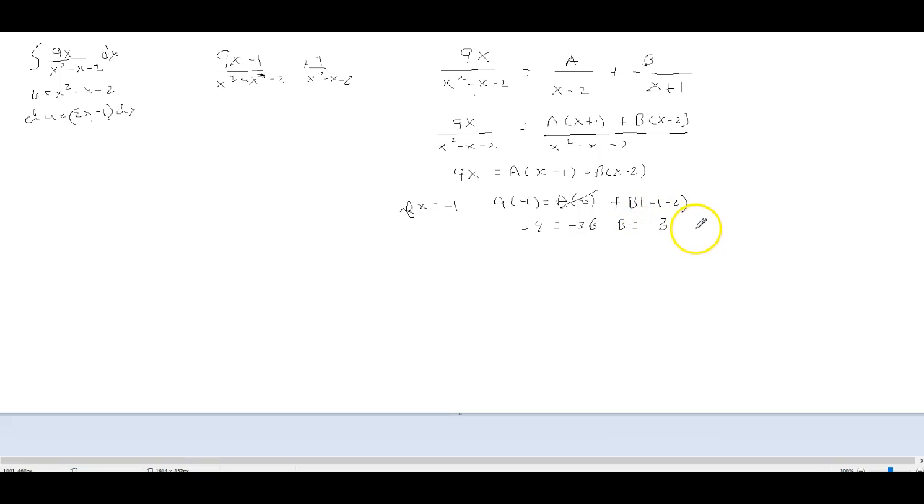Nope, yes. Nope, positive 3. Good, sorry, I don't have an eraser anymore. I don't know what's happening with paint right now. Okay, so B must be equal to 3.